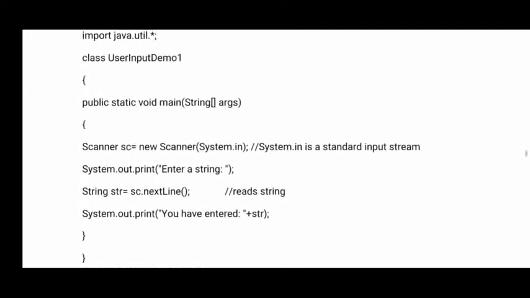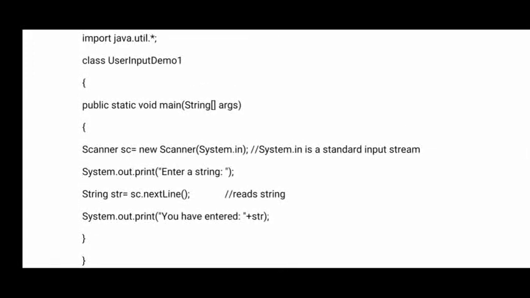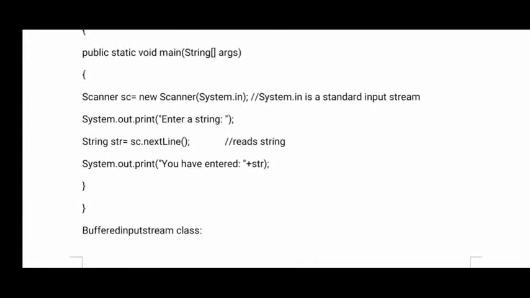Next you see, class UserInputDemo is the name of the class. We can give any name. Now come to the main method, public static void main. It is a main method. Again, String args is an array and it is a type of String. So whatever values you are giving from the command prompt, from the console, those are all of type String. That is why whatever you are giving from the console is stored in the args array.